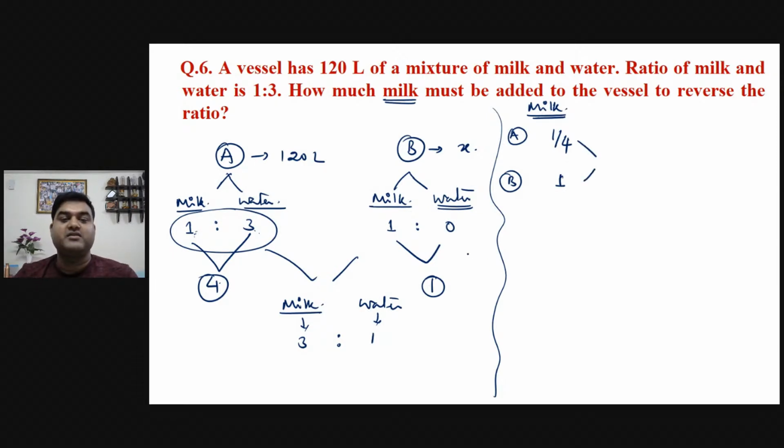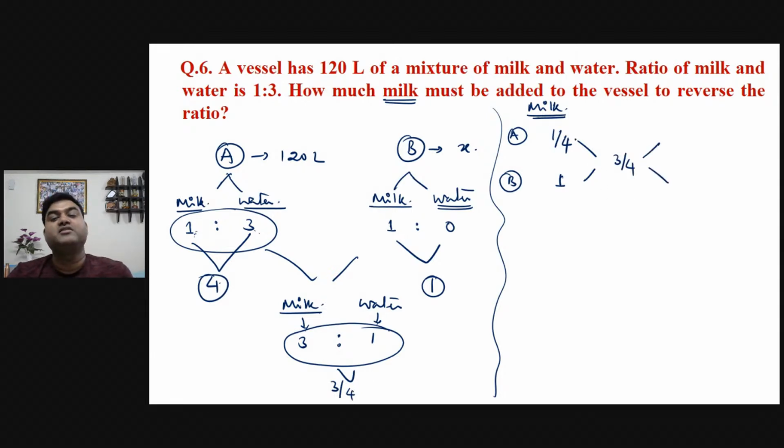These two are added. What do we have to get? The reverse. What is the resultant? 3 is to 1. So 3 is to 1 means if the quantity is 4, milk will be 3. So this will become 3 out of 4. Now find out the quantity. So this will be 3 by 4 minus 1 by 4.